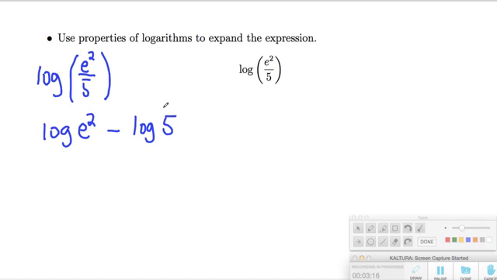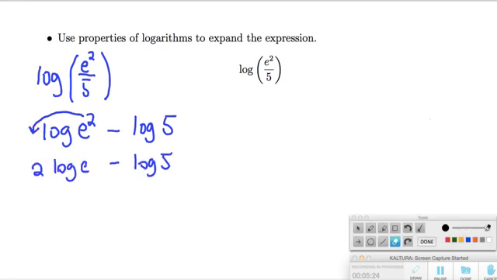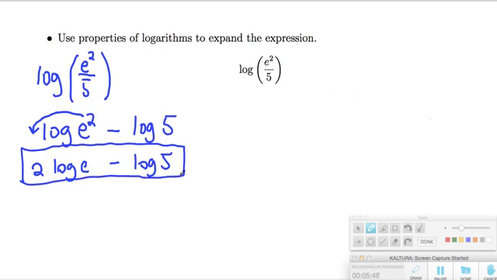Now, the first expression can be simplified further by bringing down the 2. So again, we've written this as 2 times log of e minus log of 5. And so at that point, we've simplified the expression as much as possible. So let's move on to another example.